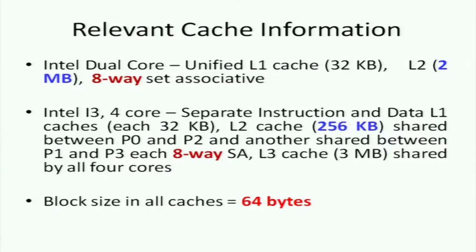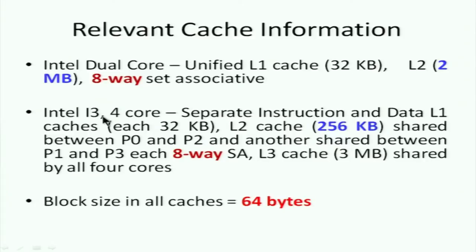So what did we do? We decided to implement the OpenSSL code on different processors. We started with an Intel dual core. We need to understand the statistics of all these numbers over here. This one uses a unified L1 cache of 32 kilobytes and only two levels of cache, 2 megabytes at L2, and both are 8-way set associative.